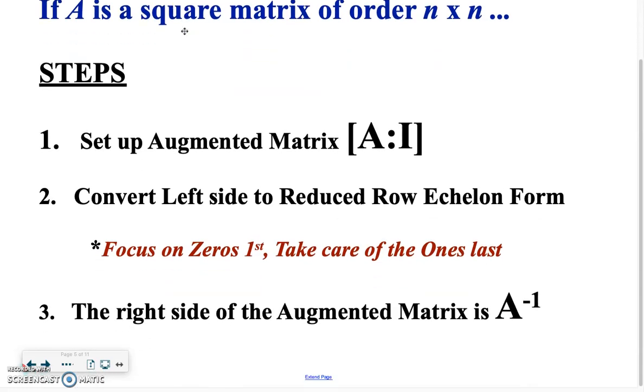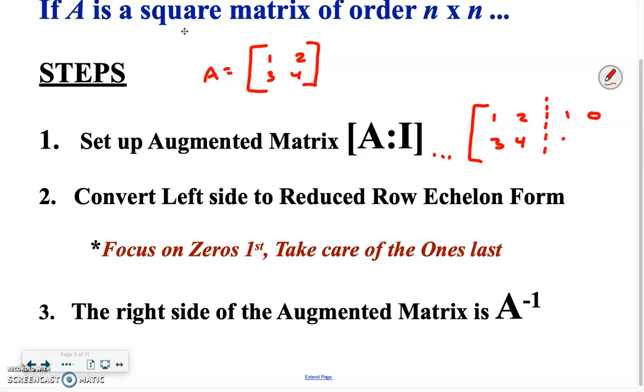All right, so our task is going to be first and foremost to set up an augmented matrix. We're going to augment matrix A with the same order identity. So I'm going to go extremely basic here. We have 1, 2, 3, 4. If that's matrix A, it says to augment with the identity. So we're going to create 1, 2, 3, 4 augmented with the identity 1, 0, 0, 1. So that's how we start. We're going to set the problem up this way.